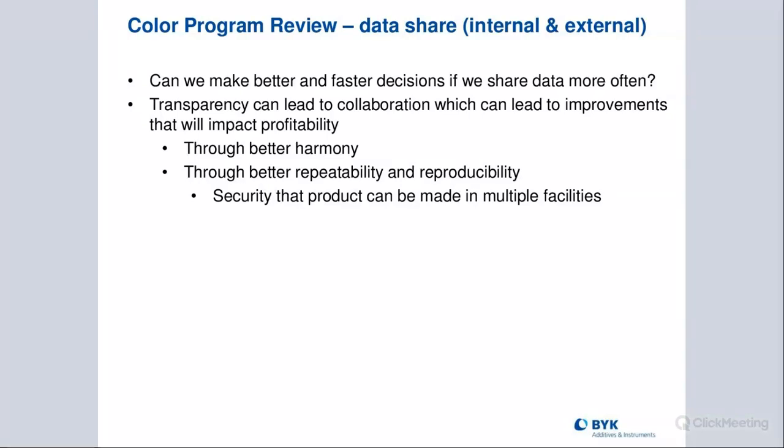And one of the keys here is to be repeatable and reproducible. If you can do that, then you have the security of being able to produce the same product in multiple plants. From a paint manufacturing standpoint, for example, this is really important, so that if I can create one OEM formula, I can produce that in 3 or 4 different plants around the world to service that OEM and have on-color capability.